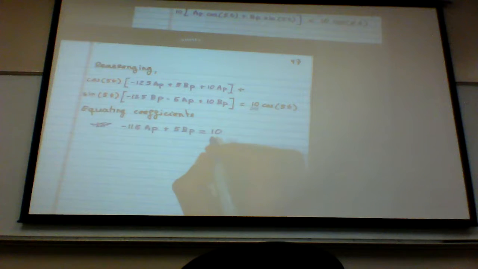And the other one will be minus 5 AP minus 115 BP, and this one should be equal to 0, because there's no sine.